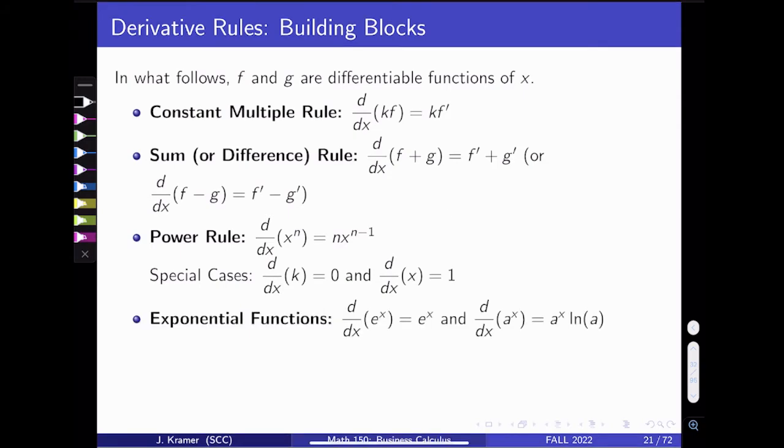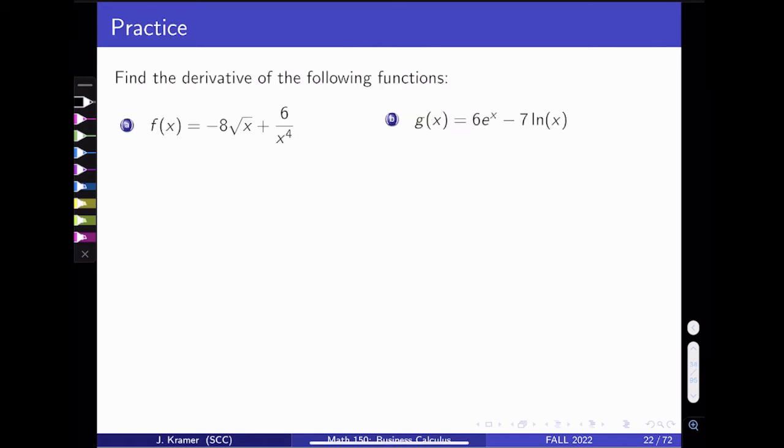The derivative of an exponential function, e to the x, is just e to the x, but the derivative of any other base, such as a to the x, is a to the x times the natural log of the base a. Finally, the derivative of the natural log of x is 1 over x. We're going to put all these together for the following practice problem.